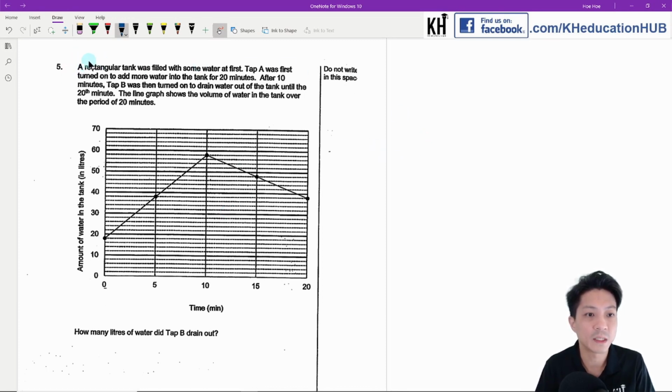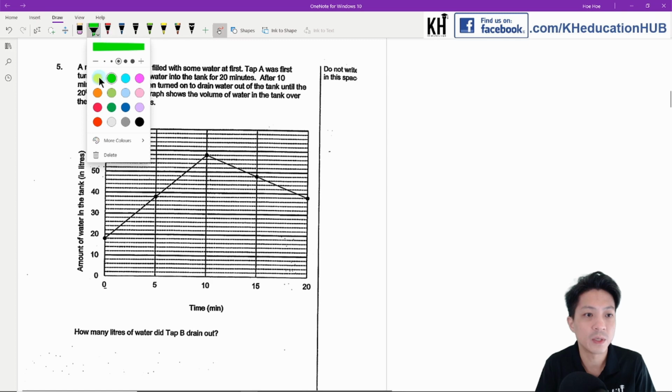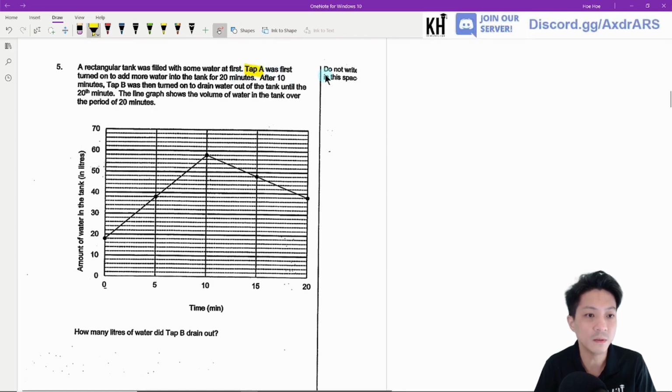Question 5. A rectangular tank was filled with some water at first. Tap A was first turned on to add more water into the tank for 20 minutes. After 10 minutes, tap B was turned on to drain water out of the tank until the 20th minute. The line graph shows the volume of water in the tank over the period of 20 minutes. How many liters of water did tap B drain out? So in this question, tap A was not turned off throughout the 20 minutes. So only after 10 minutes then tap B was turned on.